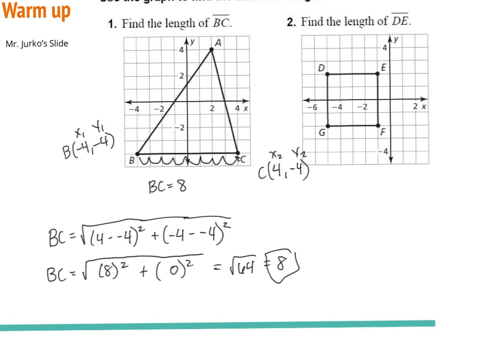Number 2, find the length between D and E. 1, 2, 3, 4 units. DE equals 4. All right, moving on.